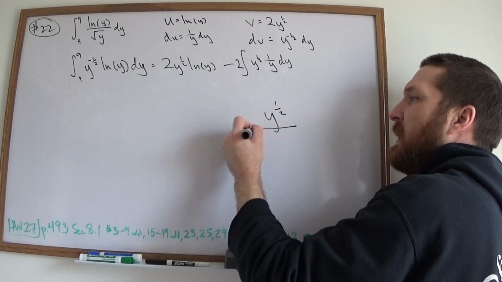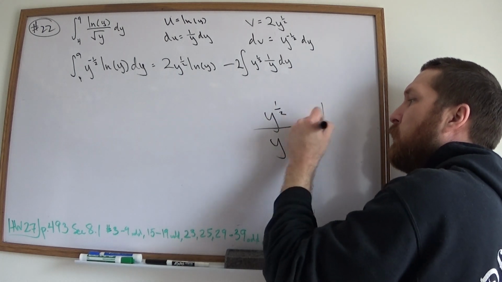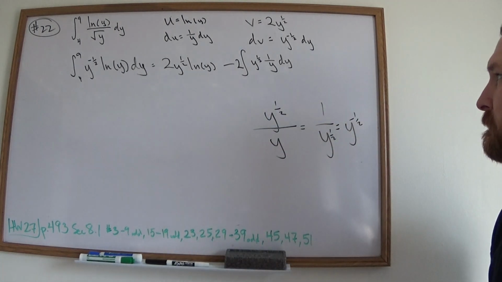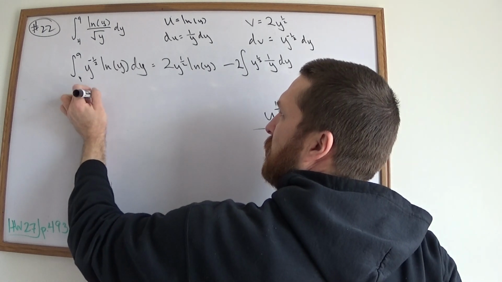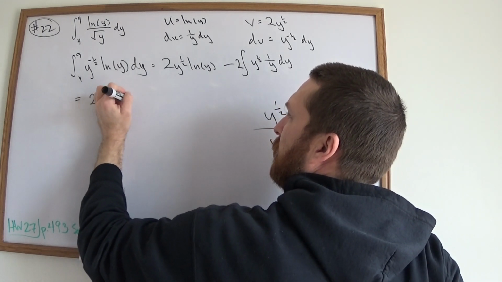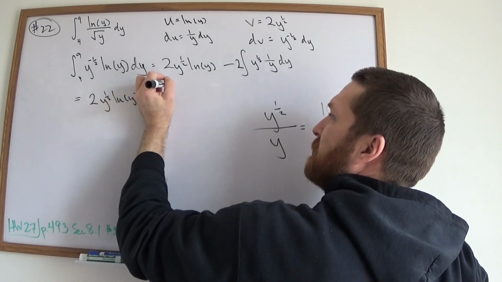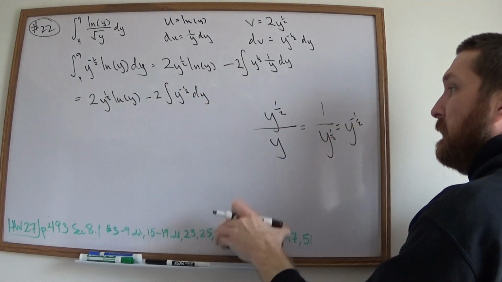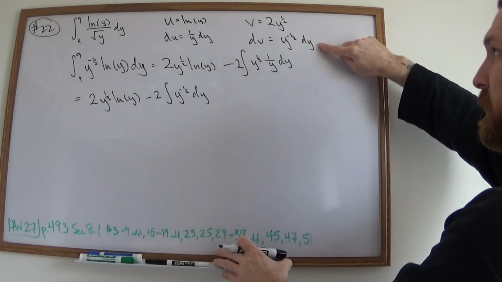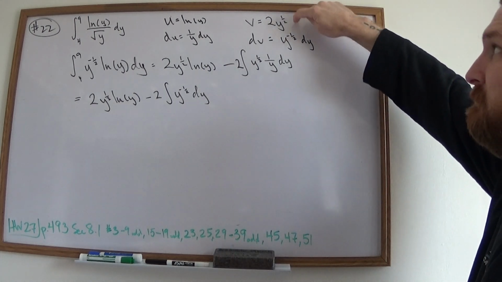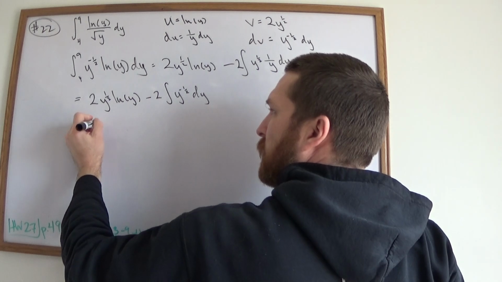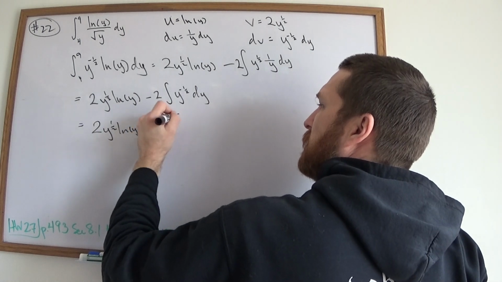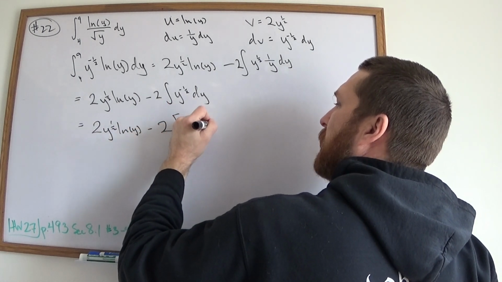That's the same thing as y to the 1/2 over y, which should just be 1 over y to the 1/2, which is the same thing as y to the negative 1/2. And so 2y to the 1/2 log y minus 2 times the integral of y to the negative 1/2 dy. Hey, let's not use our brain. We already did this one. It's right here. The antiderivative of it is that. So 2y to the 1/2 natural log y minus 2 times 2y to the 1/2.